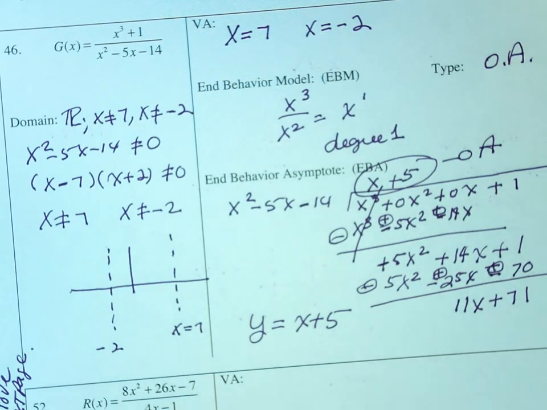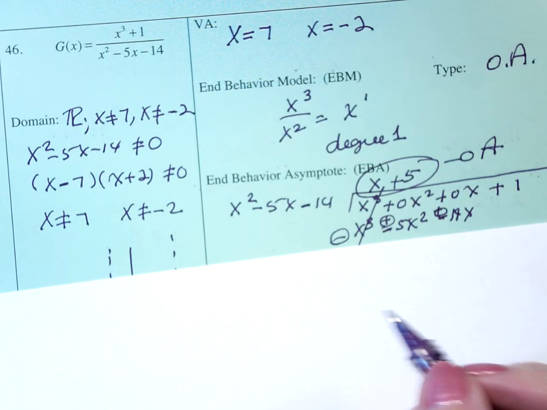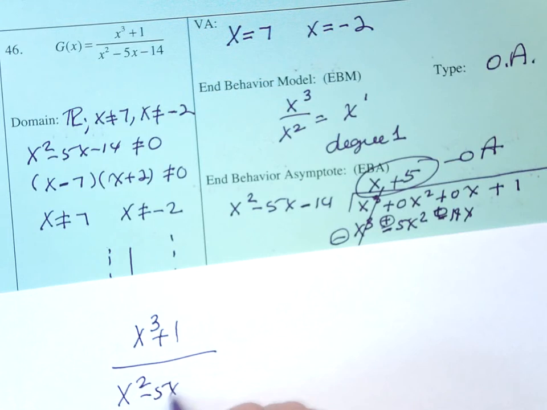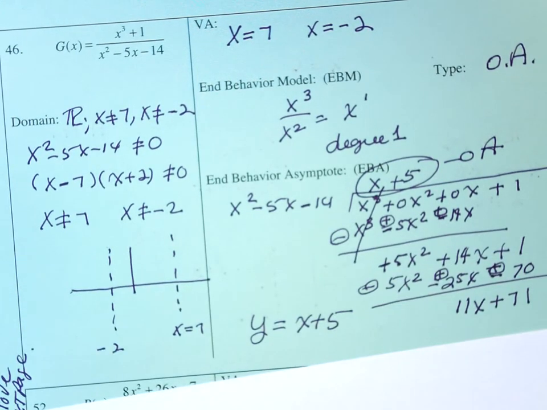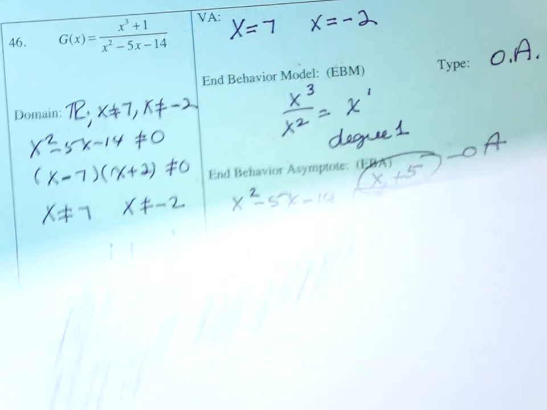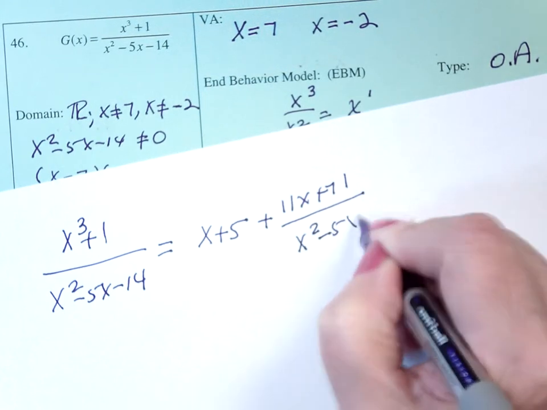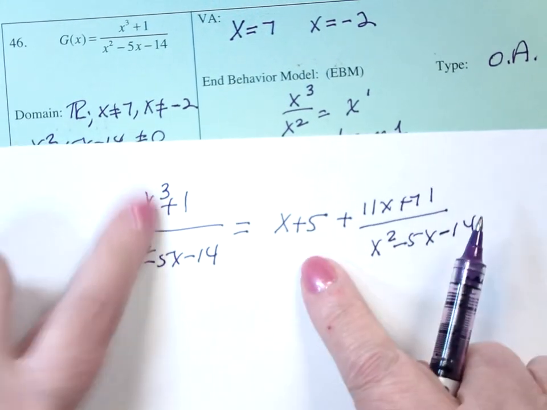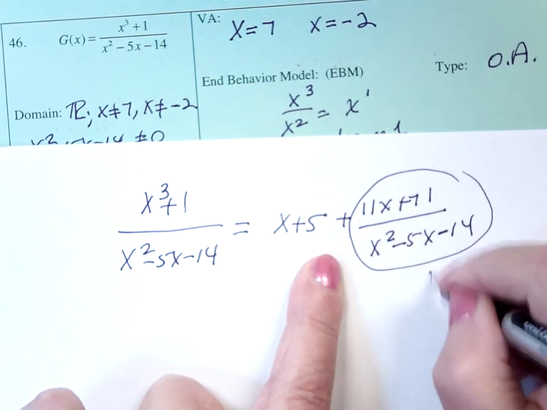So if I pull a piece of paper, you might say, well, why is that the case? Well, remember in all of this, if I were to look at this division, we're now saying this is x plus 5, and then I have a remainder plus 11x plus 71 divided by the divisor, which is x squared minus 5x minus 14. So when I did the division here, it left me with this as my quotient. This is my remainder.